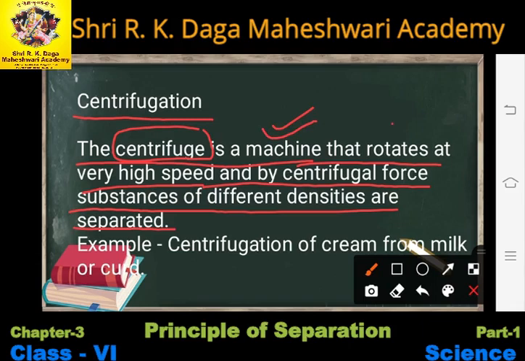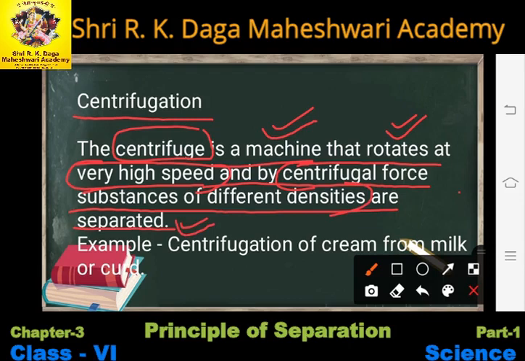Centrifuge is a machine जो क्या करती है? रोटेट करती है, and with a very high speed. It rotates with a very high speed, and due to that very high speed rotation, a force is applied on the substances of different densities, and then they get separated, right? It is something like our washing machine.